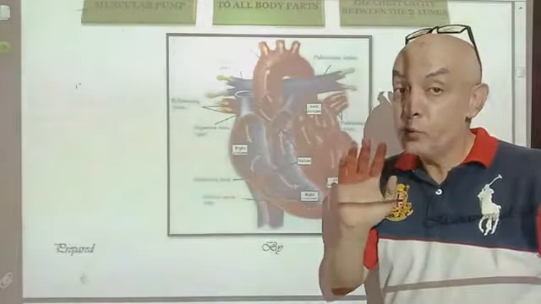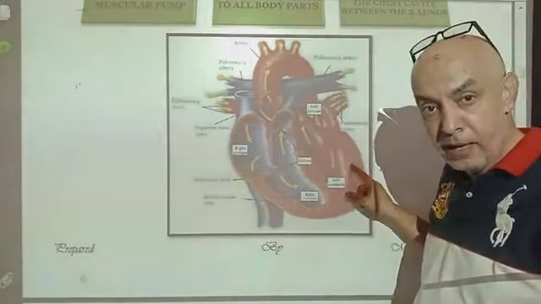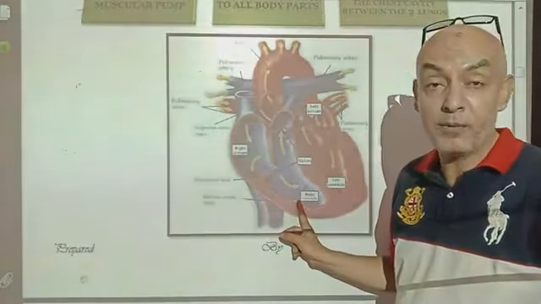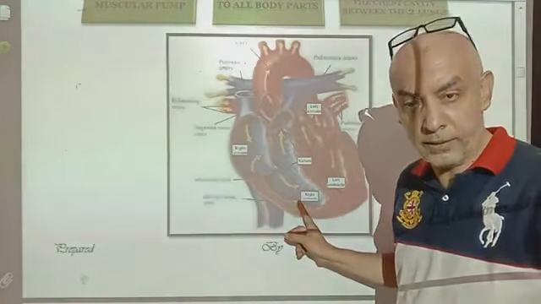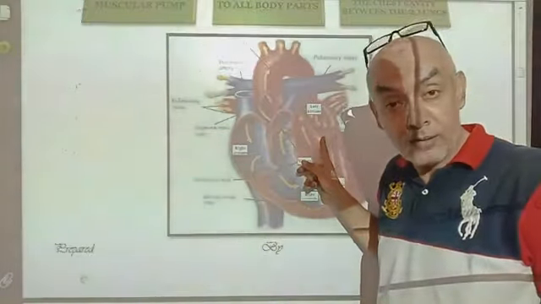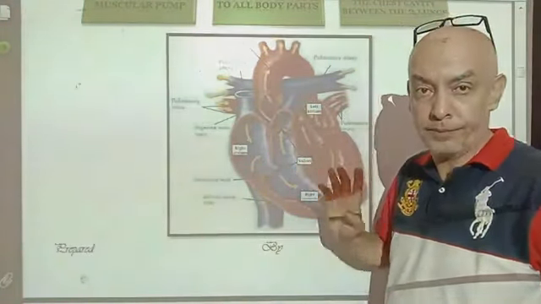Once again, your heart is a strong muscle which pumps the blood to all parts of the body. It consists of two sides, right side and left side. Here in the right side, the blood is rich in carbon dioxide, which is called deoxygenated blood. But here in the left side, the blood is rich in oxygen, which is called oxygenated blood.